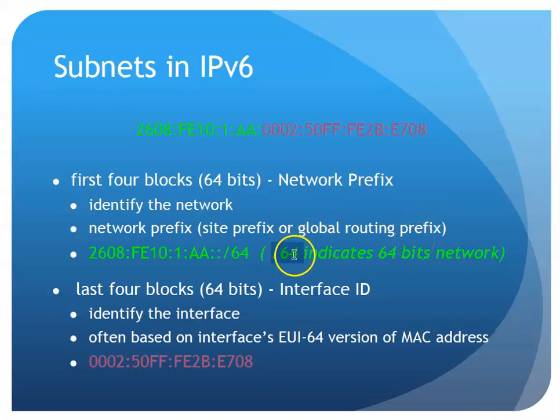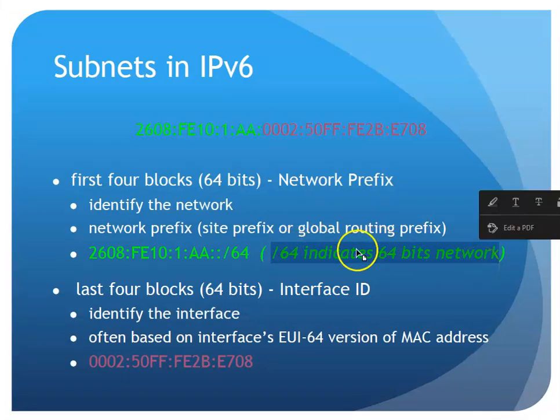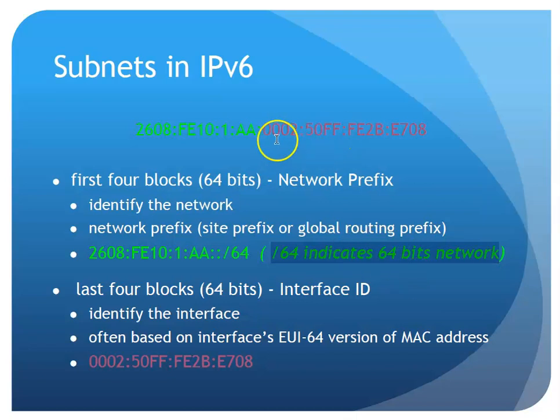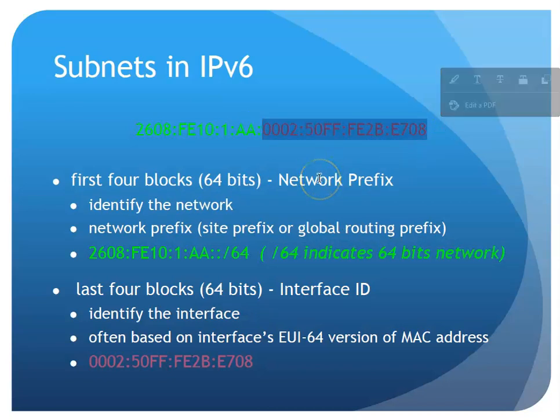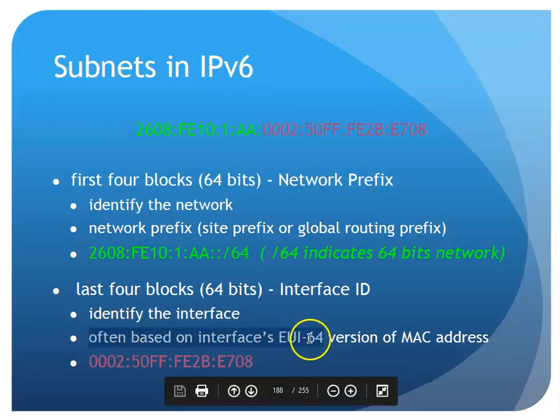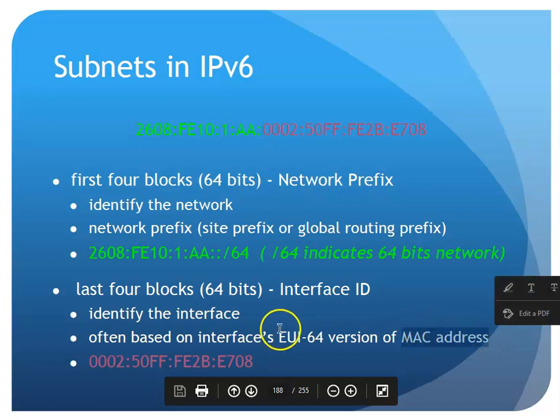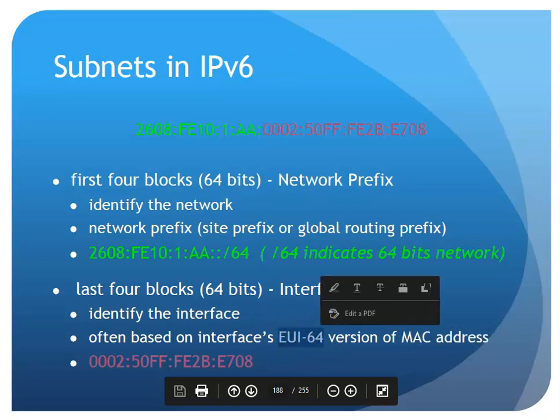If I see a /64 behind it, that's letting us know that 64 bits are being used for the network portion of the address. The last four chunks of numbers, the last half of the address, is the interface ID. This is identifying the interface, the actual node, if you will. This is typically based on the interface's EUI-64 version of the MAC address. A lot of times you will see the MAC address, which is 48 bits, turned into a 64-bit number and used in the tail end of the IPv6 address.